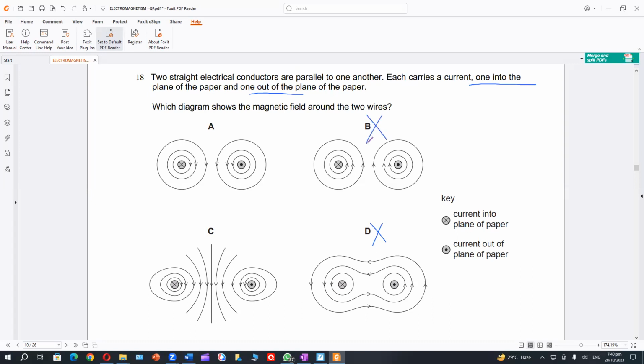B is coming wrong. C, acha. C is showing repulsion, but check dot and cross. C is coming right. C is meeting the conditions. No, A won't be there. A doesn't show repulsion. When currents are unlike, they have to show repulsion.